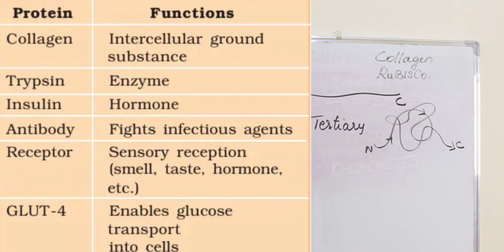For example, we learned about olfactory receptors, gustatory receptors, etc. last year. And finally, GLUT4. GLUT4 stands for proteins which enable glucose transport into cells. GLUT4, glucose transport. So you can easily remember GLUT4 for glucose transport.